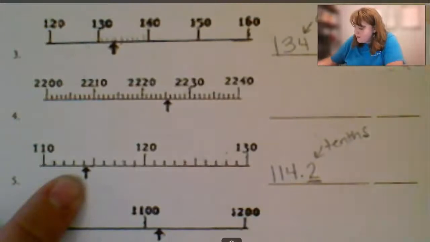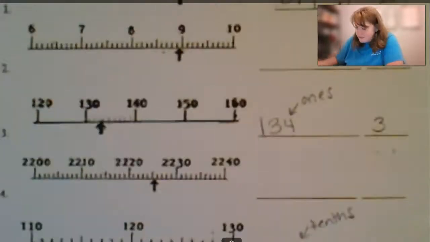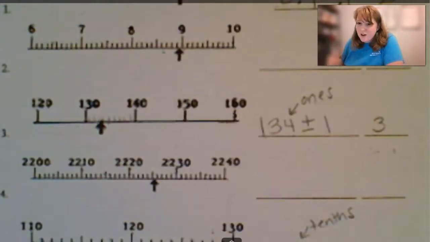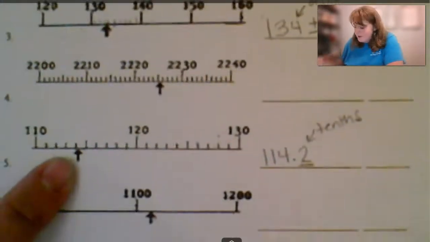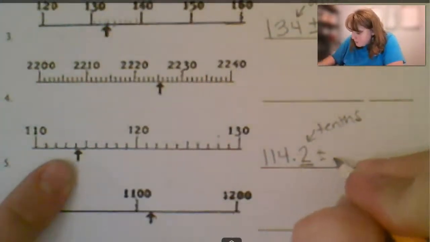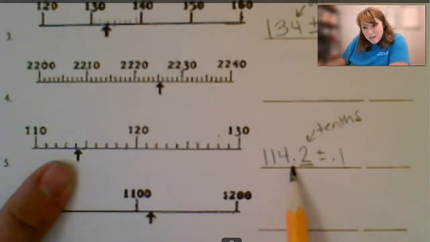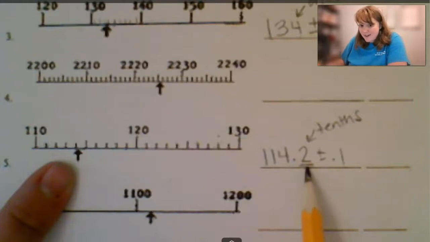So that would be, well, let's look back at this one. If I estimated the ones place, I could write plus or minus 1. It means I'm pretty confident it's either 133, 134, 135, something like that, somewhere in that range. Here, I could say plus or minus 0.1. That means it might be 114.1, or it could be all the way as high as 114.3. It's just a way to estimate our reading when we are measuring something.